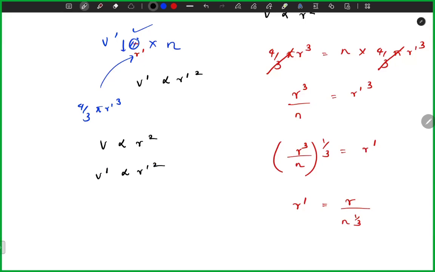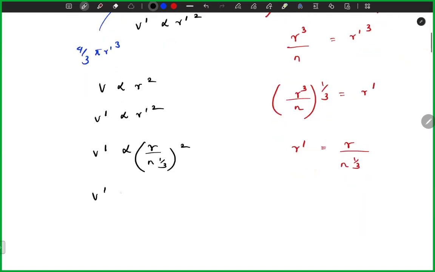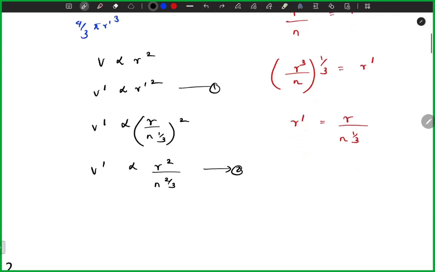r dash squared. But I can write r dash as r over n to the power 1/3, entire thing squared. So v dash is proportional to r squared over n to the power 2/3. I can think of this as the second expression, and this as the first expression. Of course, there's a constant, so I can write v dash equals k r dash squared. I don't have to write the constant, because when you divide these two equations, the constant is already there. So I'm going to divide 2 by 1.